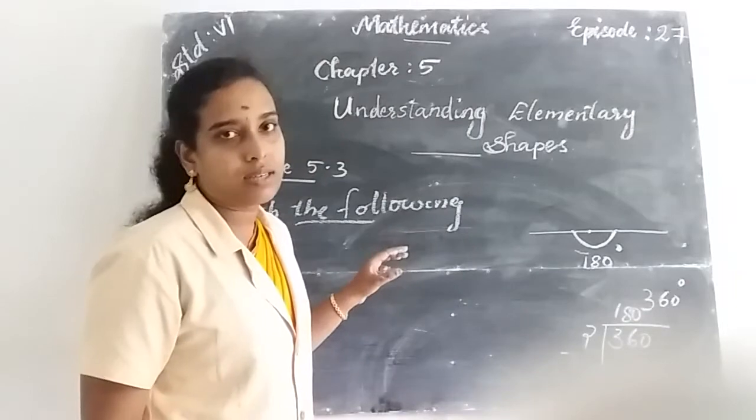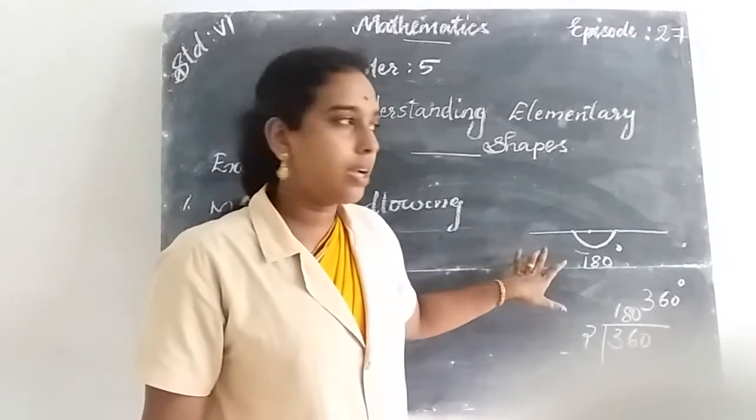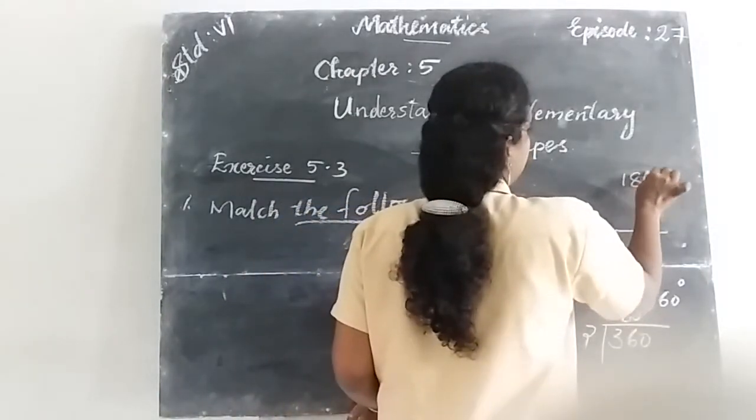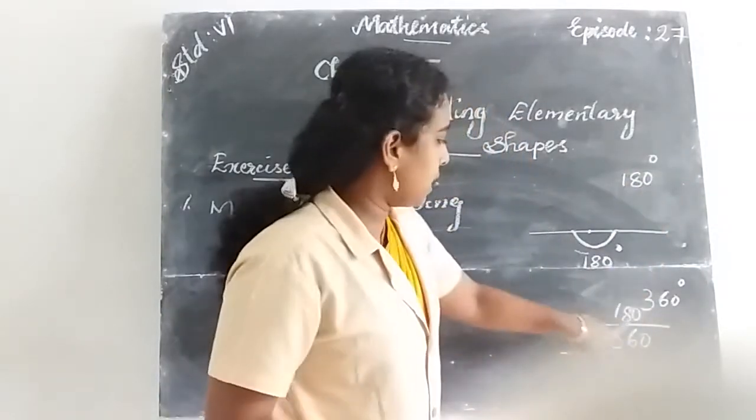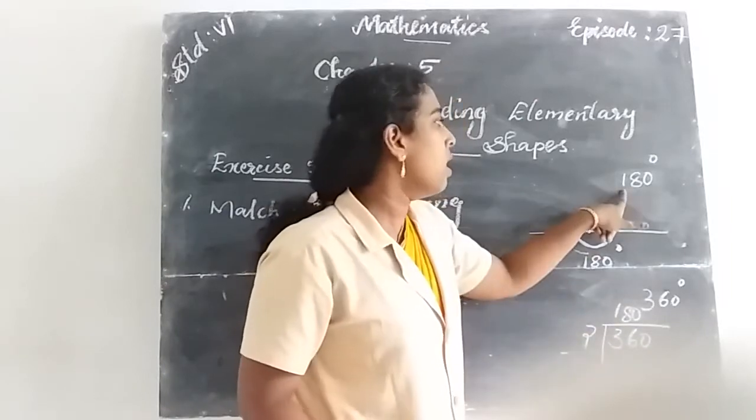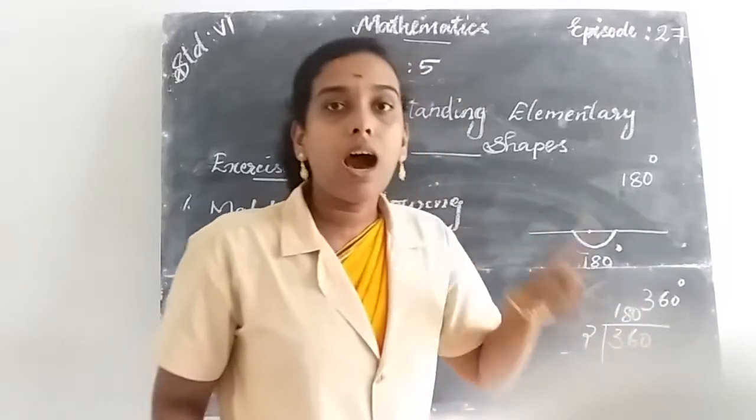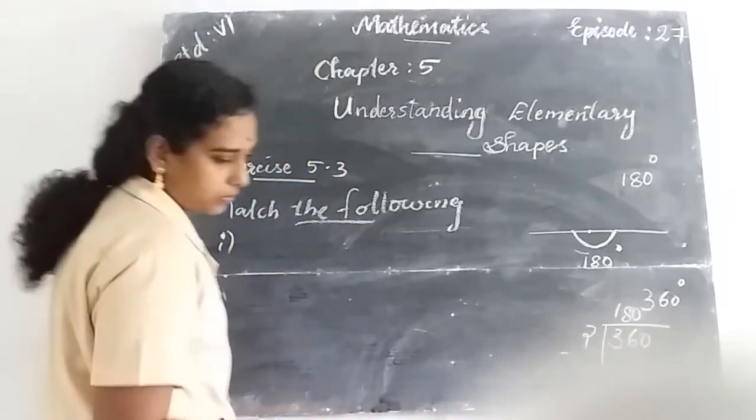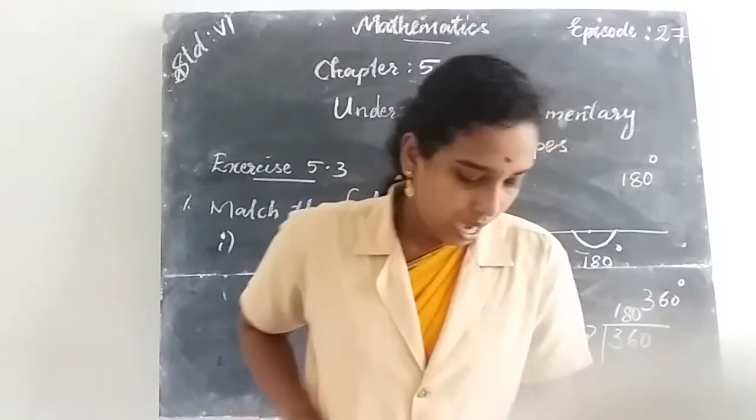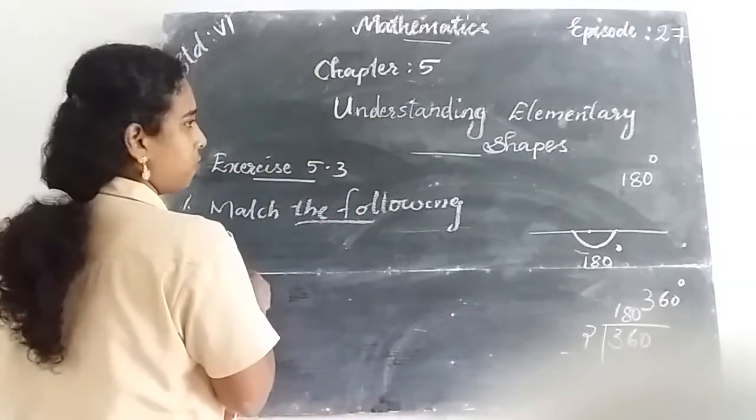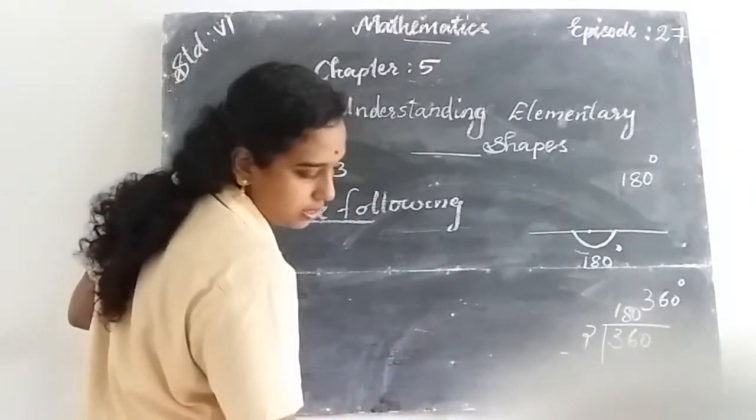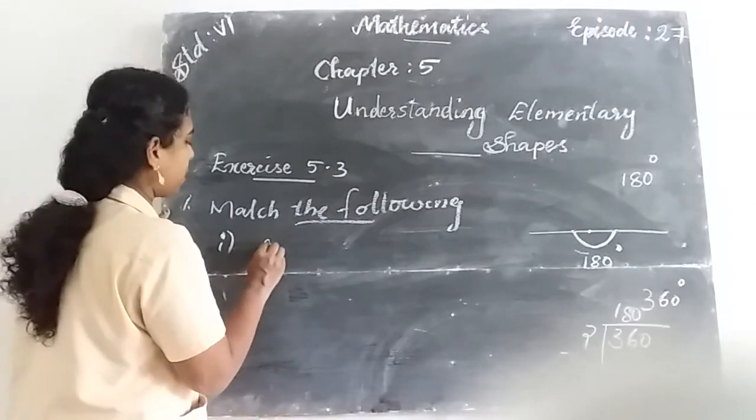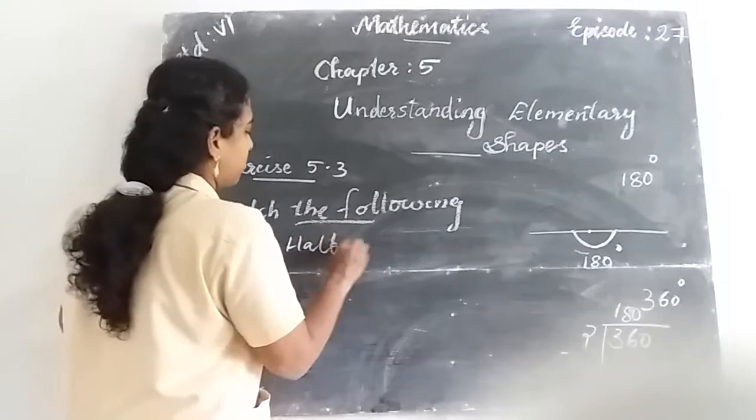So 180 degrees measures a straight angle. First one, 180 degrees means half revolution. 360 is the complete revolution, and a 180 degree angle measures half of the revolution. So the first question, straight angle, is matched with option C, that is half of a revolution.